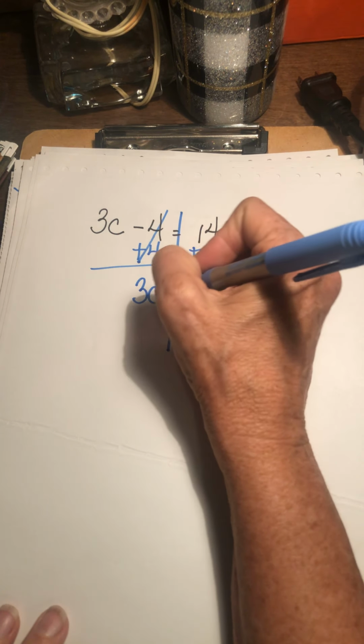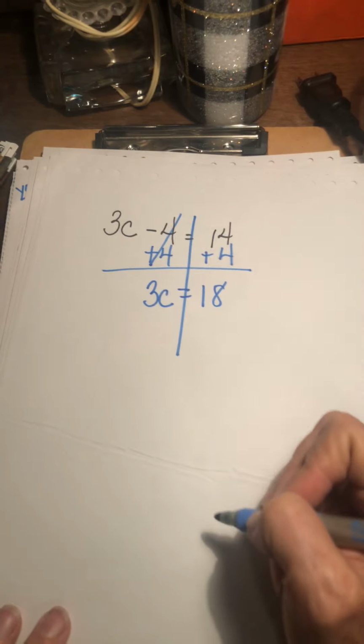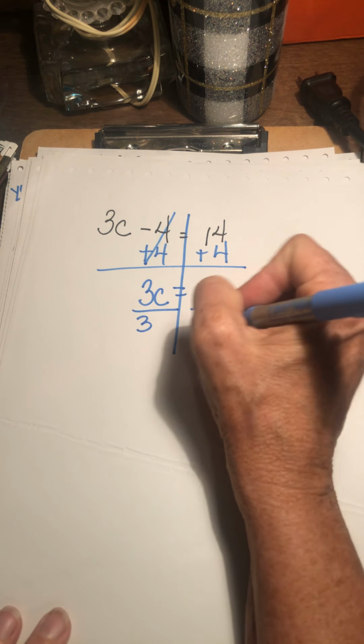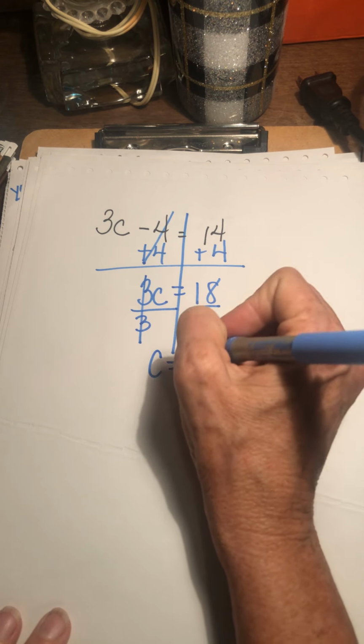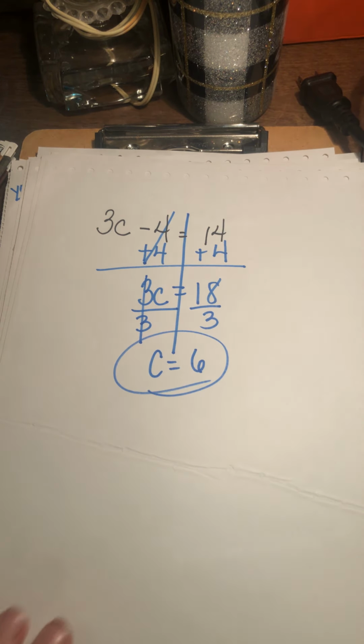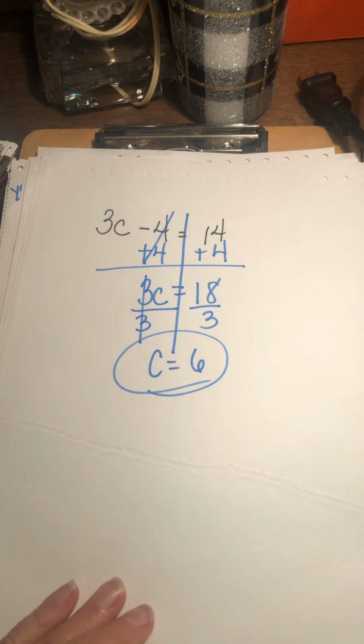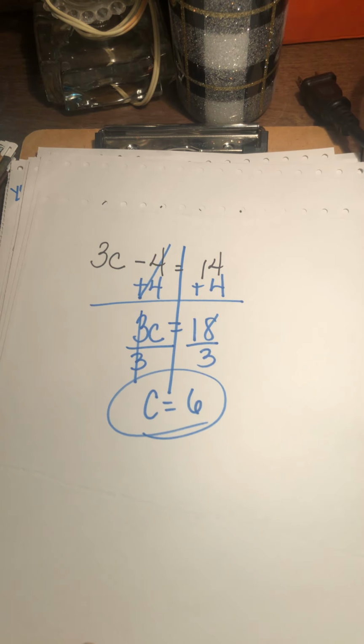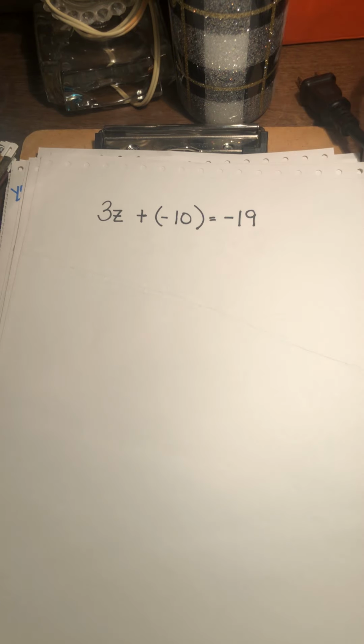3c on this side. 14 plus 4 is 18. Now I need to divide both sides by 3. C equals 6. Okay, if you didn't get these, stop, go back, because it's going to get harder, so before you get into the harder stuff.